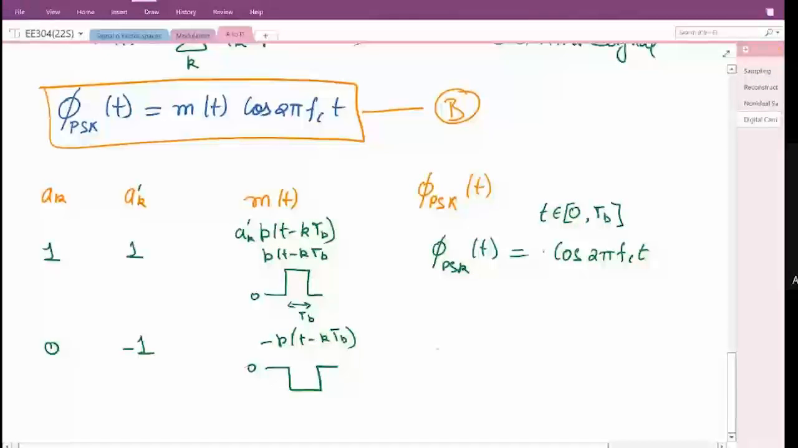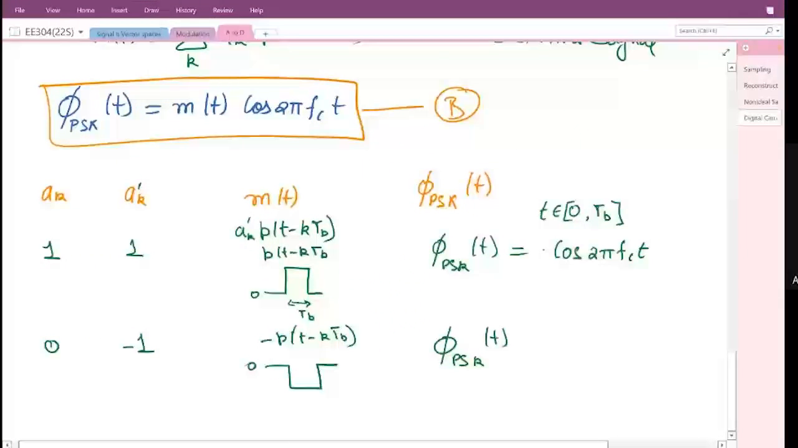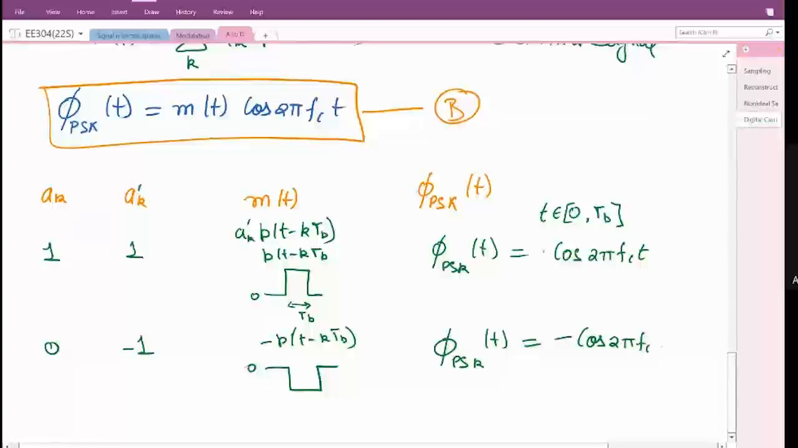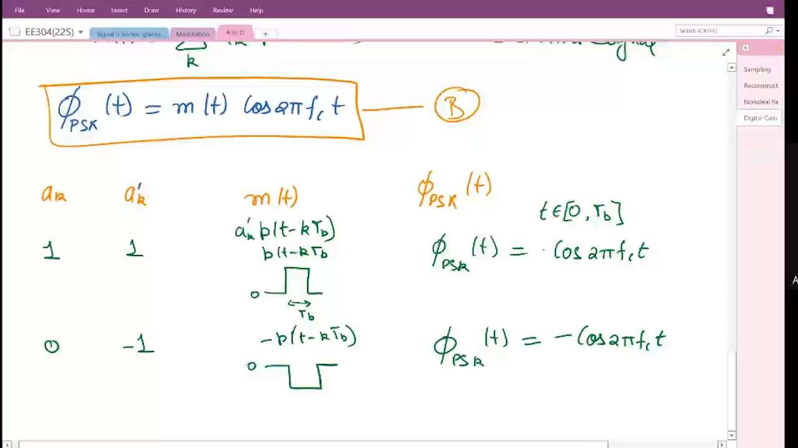So then again, if I have to draw this PSK, obtain this expression of PSK T again in the interval 0 to TB, that means within that interval of 1 bit, what should this be? Minus cos 2 pi FCT. Effectively what it has done is the reversal of the phase itself. If you compare these two, there is a change in the phase.